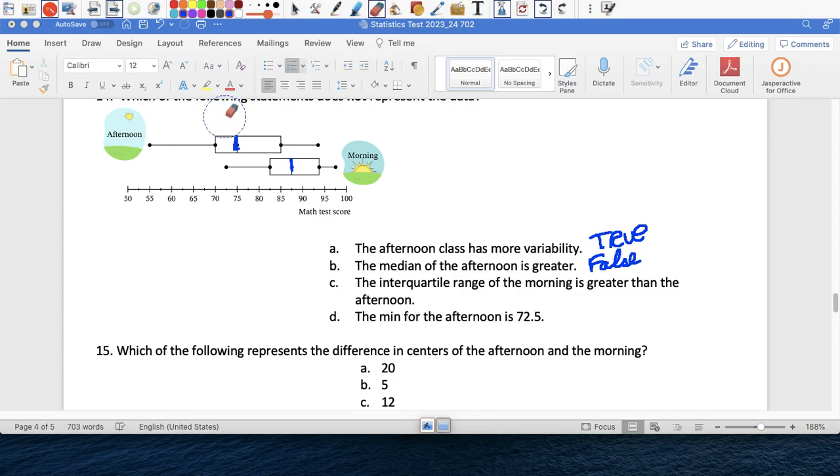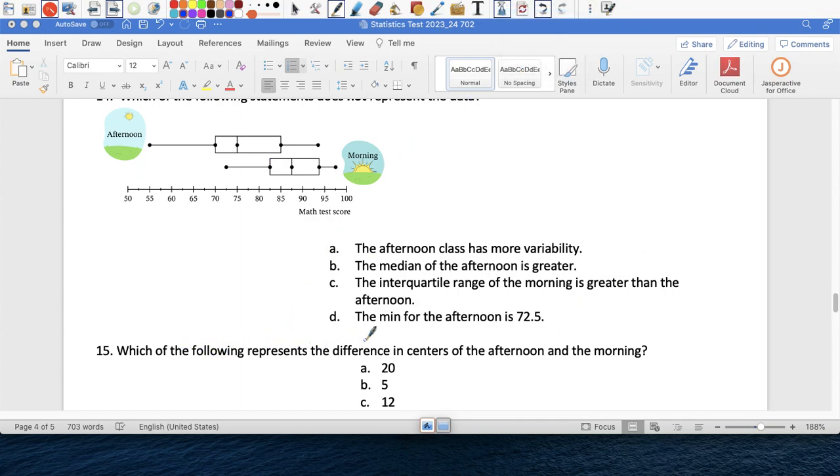The interquartile range of the morning is greater than the afternoon. So remember, when you're talking about the interquartile range, think about the size of the box. Is the size of the box in the morning greater than the size of the box in the afternoon? That is false. And then D, the minimum value for the afternoon is 72.5. Is that 72.5? False. So the only one that's true is A.